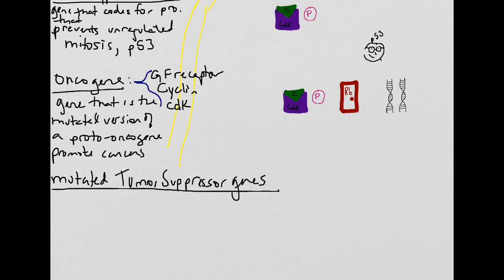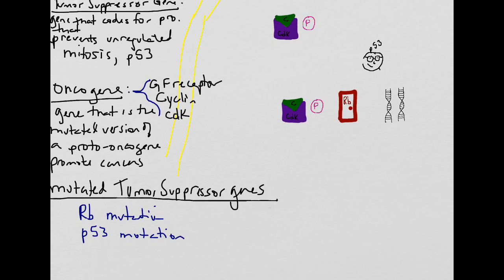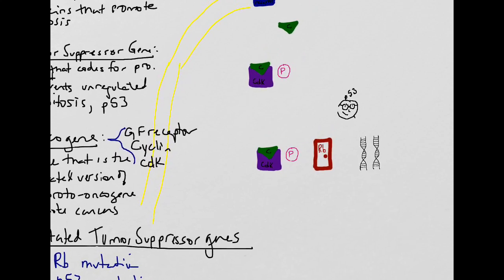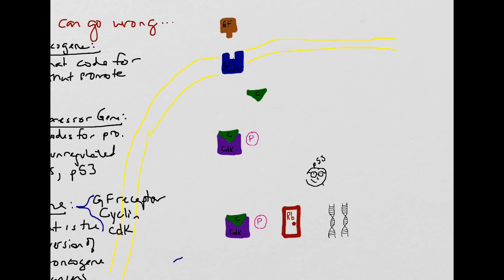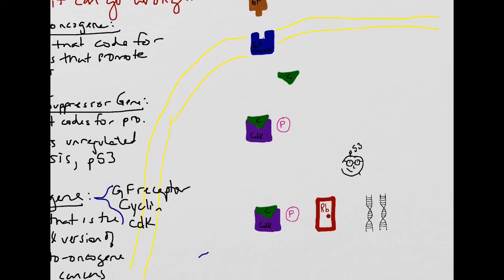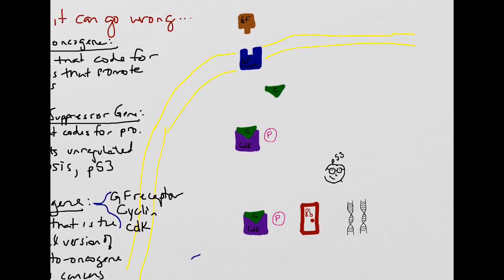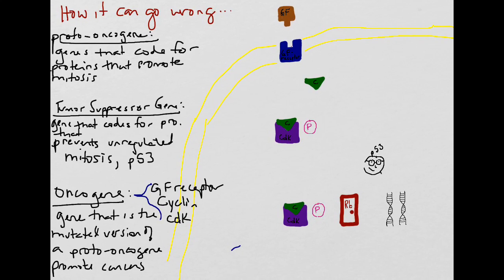And then the mutated tumor suppressors are going to be the RB mutation and P53 mutation. Okay, because both of those do suppress mitosis, right? P53 and RB are doors that keep things from happening unless it's right. All right, so let's go and look at these and make a little story about them here. So let's look at the oncogenes first.